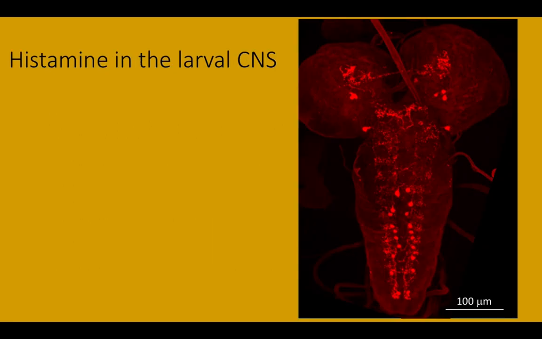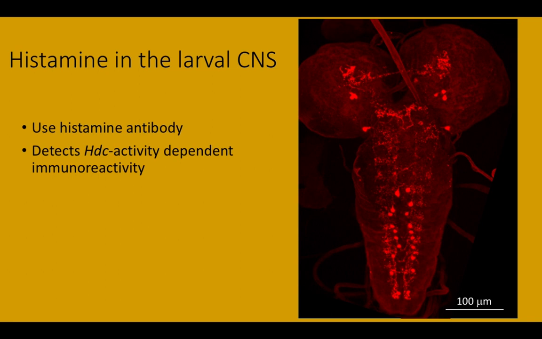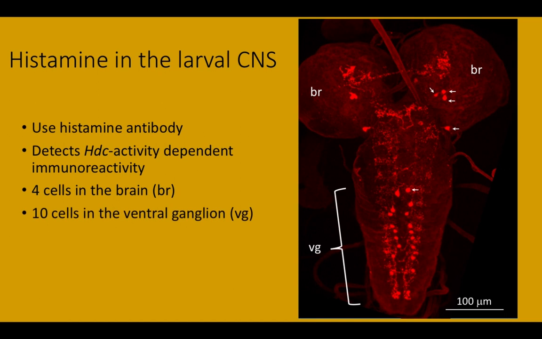This image provides reference as to where histamine should be located in the larval central nervous system. This image was taken using confocal microscopy after the larval central nervous system was incubated with histamine antibody that detects HDC-dependent immunoreactivity. Histamine is detected with red fluorescence. There are 2 brain hemispheres, and we can identify 4 cells in the brain with histamine, pointed out with the arrows. Here we can see the ventral ganglion, in which there are 10 cells with histamine presence.